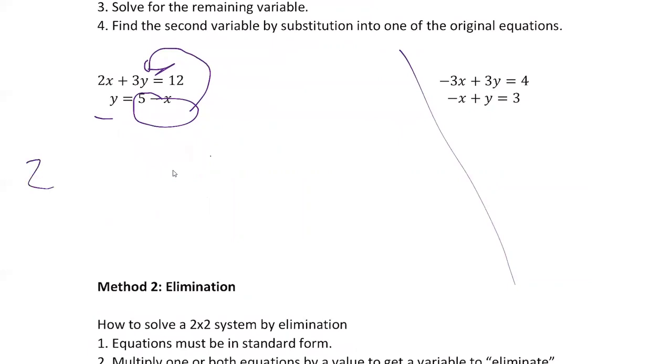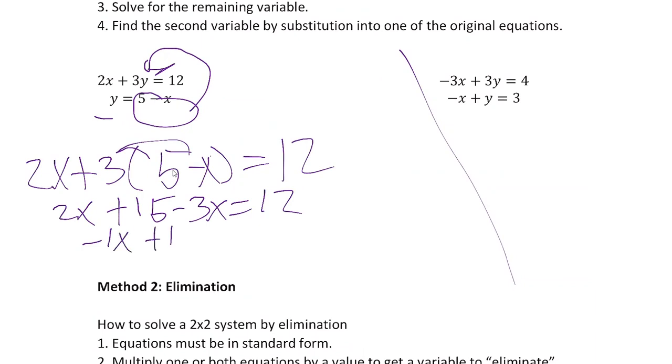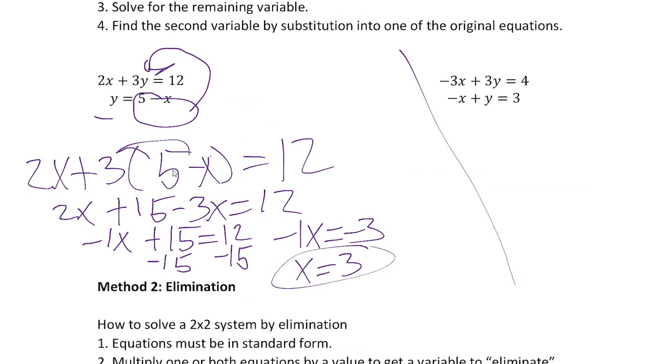All right, so sorry, we would have 2x plus 3 times 5 minus x equals 12. So we just need to clean up this left-hand side. So that would really be 2x. We could distribute, so that'd be plus 15 minus 3x. Then you can combine like terms, so that would be negative 1x plus 15. So you could subtract the 15, and we'd have negative 1x equals negative 3. Divide that over, and you should get x equals 3 for the first part of your answer.